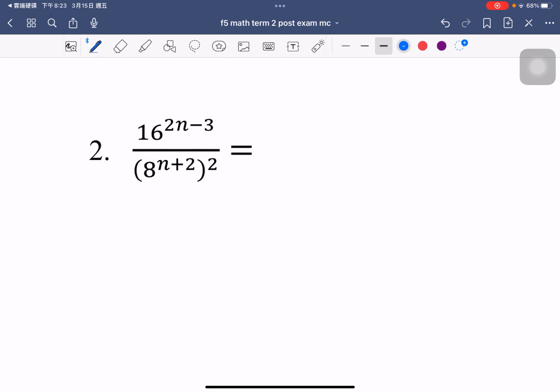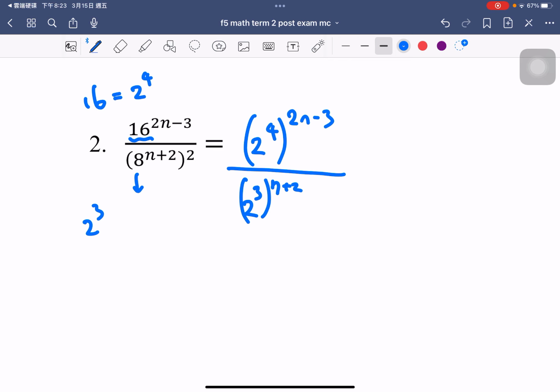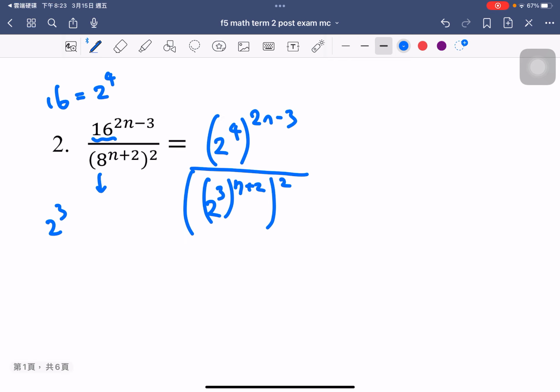Okay, so for the next part, you can see this is the 16. 16 we can actually write as 2 to the power of 4. You can use your calculator to double check it. And then for the 8, you can write it as 2 to the power of 3. So the whole question is going to be changed to 2 to the power of 4, and then the whole thing to the power of 2n minus 3, and then we divide it by the 8, which is changed to 2 to the power of 3, to the power of n plus 2, but outside we still have a power of 2.